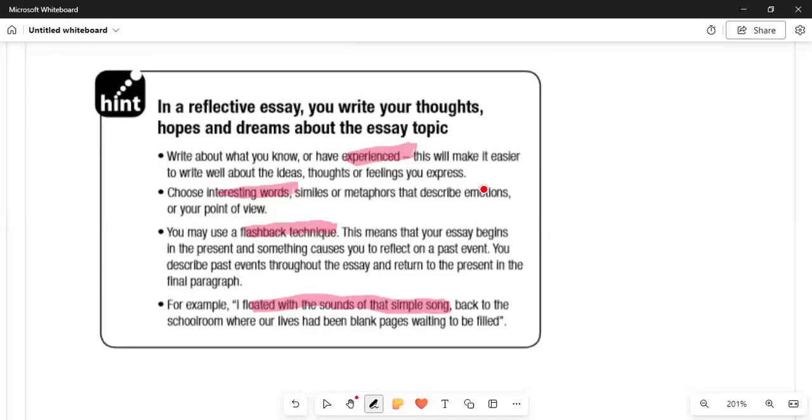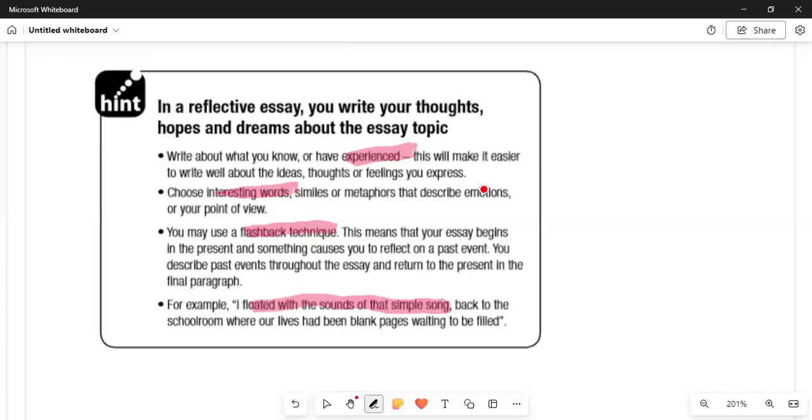And then you must understand that you may use a flashback of something that happened before, with some images in it. This means that your essay begins in the present and something causes you to reflect on a past event. You need to describe the past event through the essay and return to the present in the final paragraph. That is the technique that you need to understand when you are talking about the reflective essay.